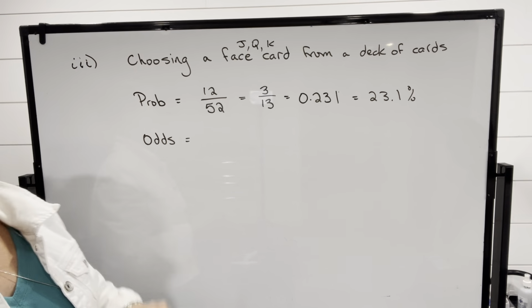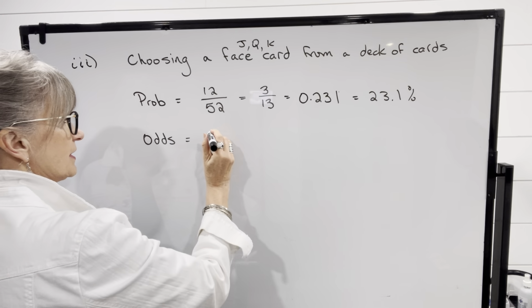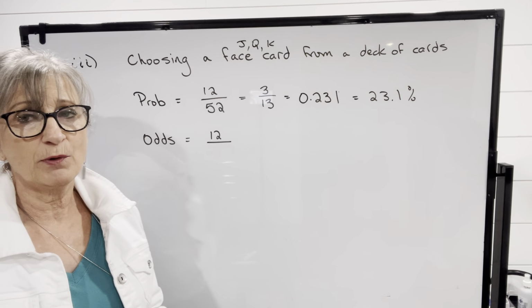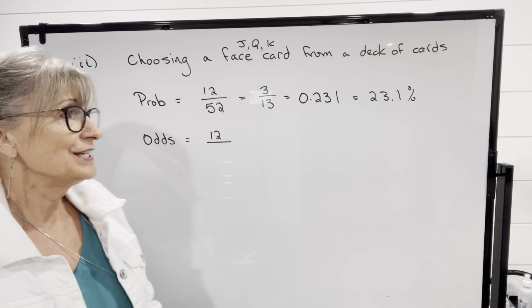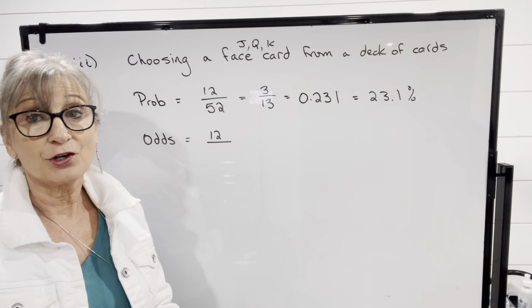Now let's talk about the odds of choosing a face card. So how many ways are there to choose a face card? There are 12. And then you compare that to how many ways there are not to choose a face card. So if we subtract 12 from 52, there's 40 cards that are not face cards.